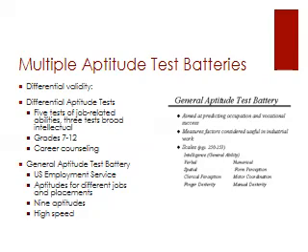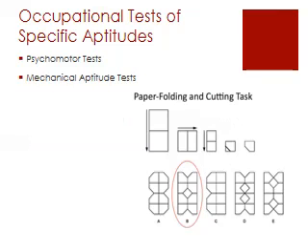So the Differential Aptitude Test includes 5 tests related to job abilities, and it assesses intellectual abilities for grades 7 through 8. In terms of occupational tests of specific aptitudes, there's psychomotor and mechanical tests.